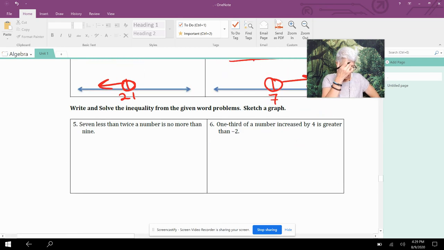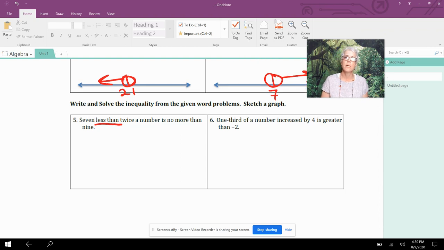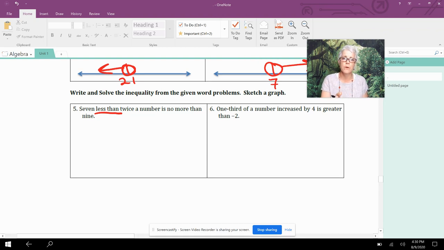Oh, some more word problems. Oh boy, we just want to give you this turnaround word as often as we can, because unfortunately for some of you, it will be your downfall on the next test. "Less than" is a turnaround, which means whatever is in front of the words "less than" will actually go behind it. So I put a minus sign and I put a 7 behind it. So what's in front of it? Twice a number, we'll call it x, is no more than 9.